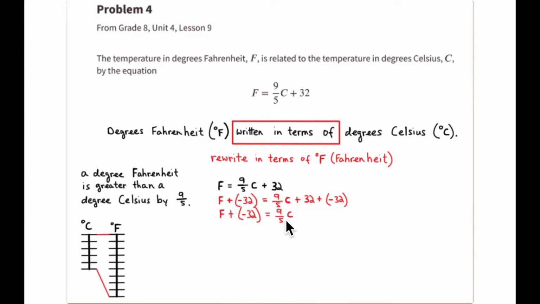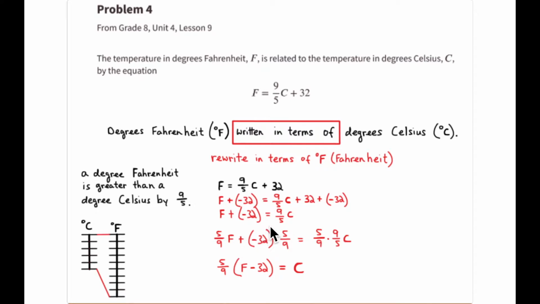Okay, so now I have to get rid of that 9/5. I'm going to do that by multiplying by the multiplicative inverse, which is 5/9. So 5/9 times 9/5 becomes 1, so this goes away. And so you can do this one of two ways. I can either write it as 5/9 times this whole expression here, Fahrenheit plus a negative 32 degrees, or I can write it as 5/9 times each term. So 5/9 times Fahrenheit and 5/9 times a negative 32.